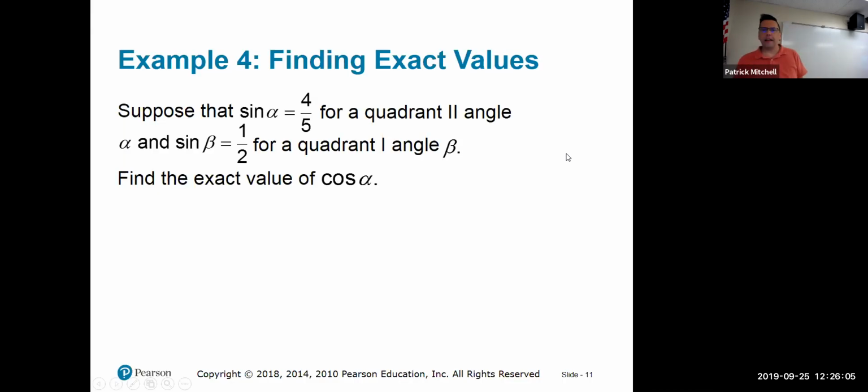All right. The next three examples are related to each other. I was just telling the class that's sitting here in front of me.